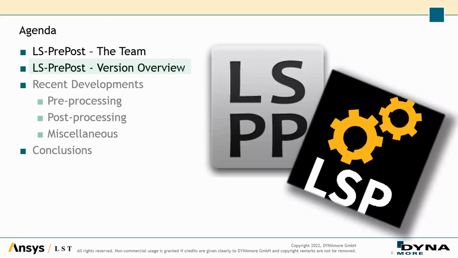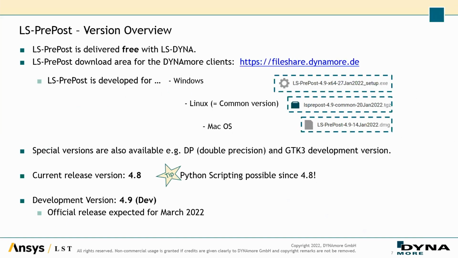Next part, a version overview for LS-PrePost. It is still possible to install LS-PrePost without any license system on your machines, because LS-PrePost is delivered free with LS-DYNA. The installation packages of LS-PrePost, which you can find in our customer download area, fileshare.dynamore, are available for the most widely used operating systems: Microsoft Windows, the so-called common version for the different Linux systems, and also Mac OS. Some special versions are also available in our download area, for example, a double precision version or a new development version based on GTK3 interfaces.